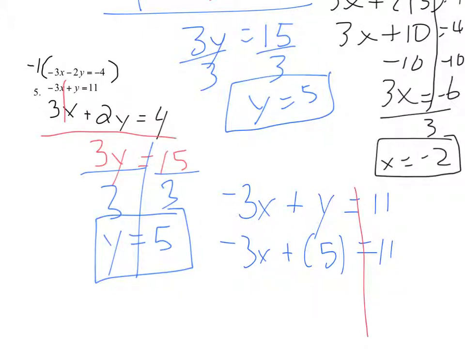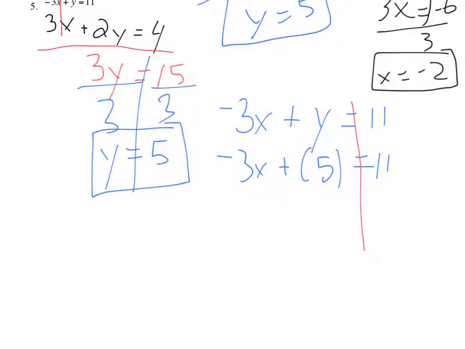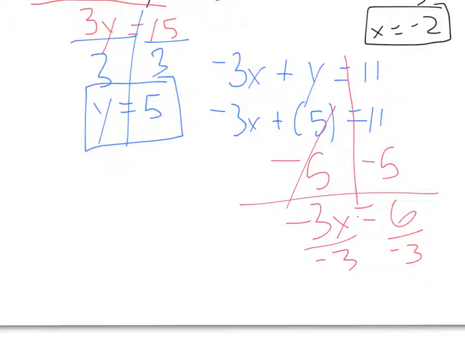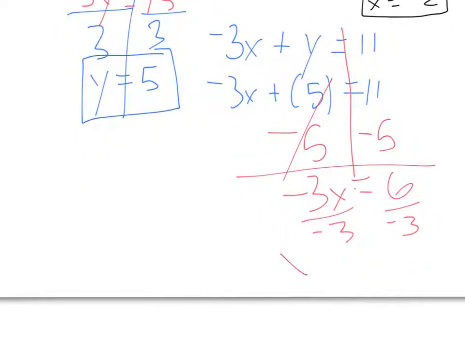Still solving here. And let's see, I want to get rid of that 5 by subtracting 5 from both sides. That cancels out. I'm left with a negative 3x equals a positive 6. Divide both sides by a negative 3, and you should get x to equal a negative 2.